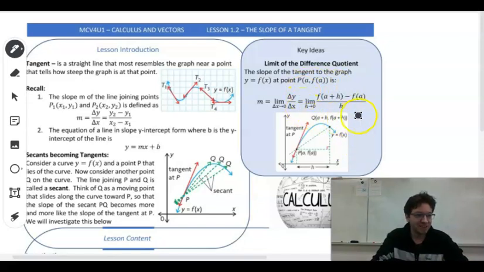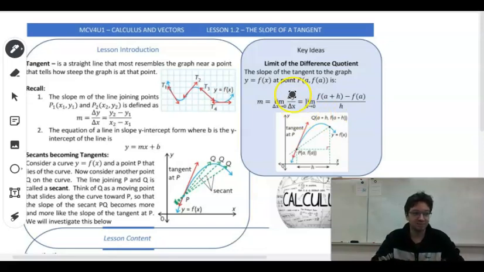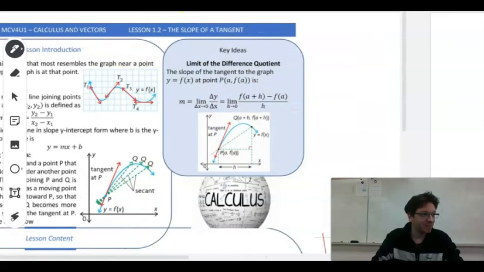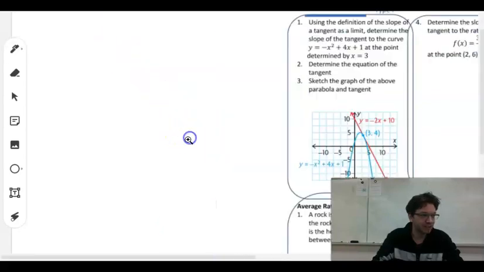So we're going to use this limit equation called the limit of the difference quotient. Difference meaning your slope, differences between y2 and y1, x2 and x1, and quotient meaning one over the other. Okay, and we're going to do some sample problems. Let's zoom in a bit here to our first example.